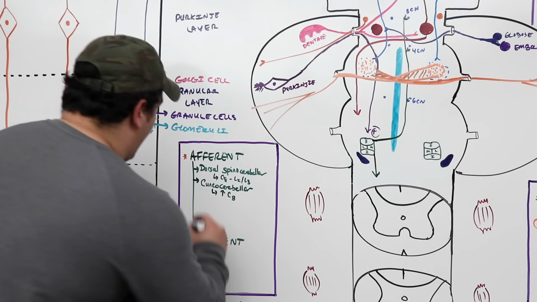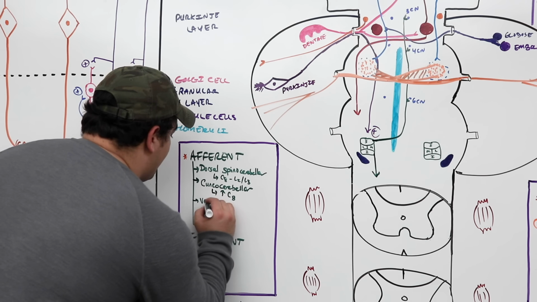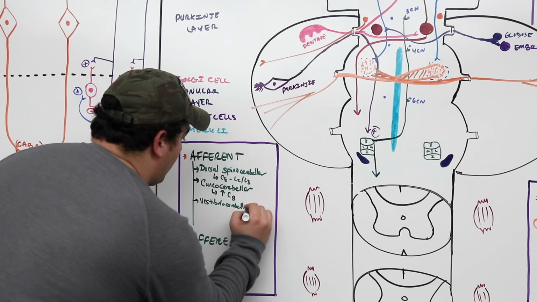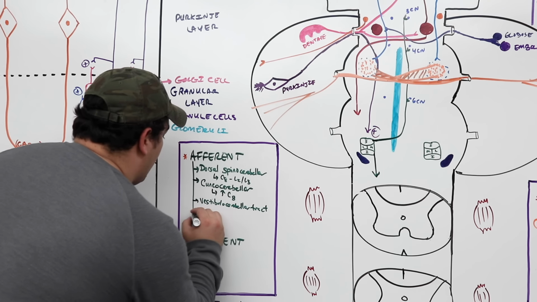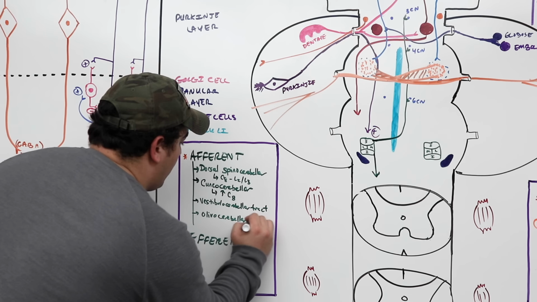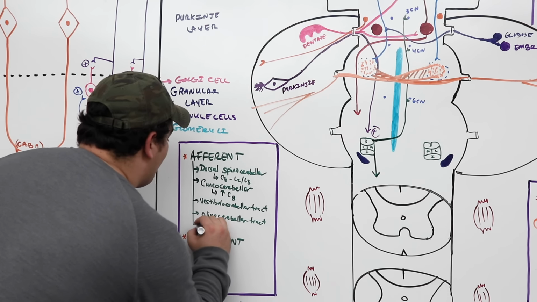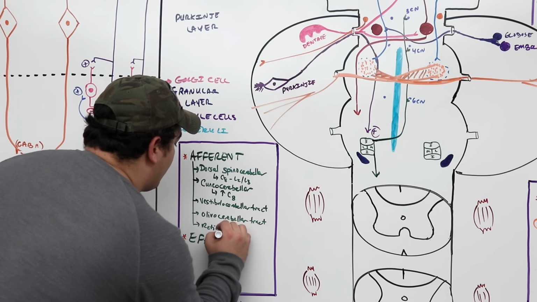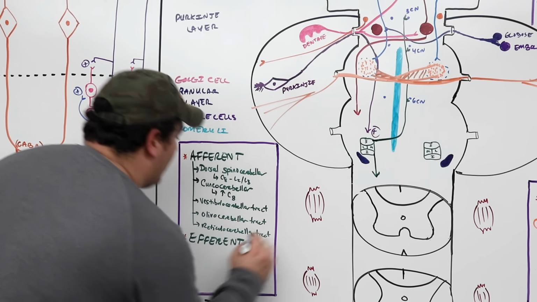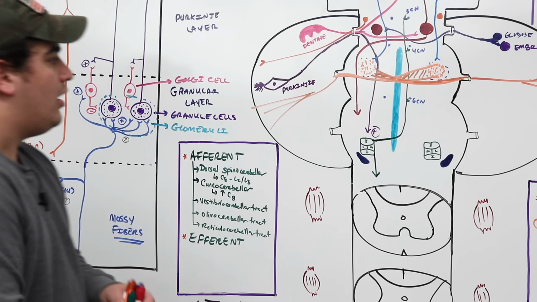The next one is going to be receiving information from the vestibulo-cerebellar tract, the olivo-cerebellar tract, and the reticulo-cerebellar tract. Now let me work through this one, okay?